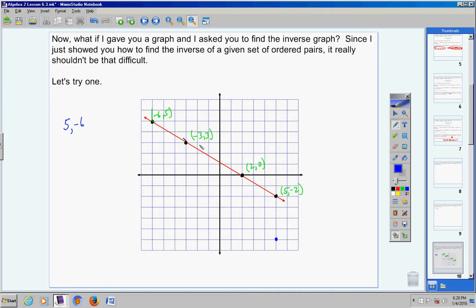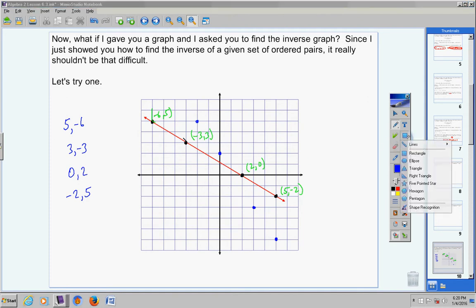Instead of using (-3, 3), I'm going to use (3, -3). So over 3, down 3. Instead of using (2, 0), I'm going to use (0, 2). And instead of using (5, -2), I'm going to use (-2, 5). And there we go. I have the inverse graph, so we'll quickly get that up here.